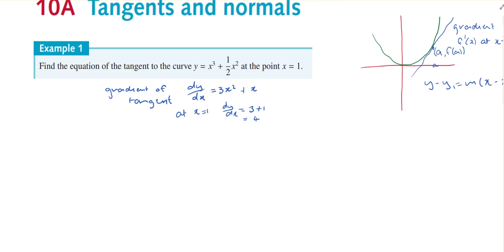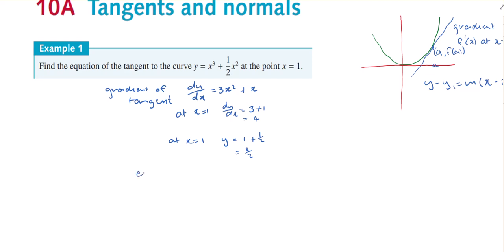So now we've got the gradient of the tangent, we know that's 4. And the next thing that we need is the point that it goes through. So at x equals 1, you need to work out what y is. So y is equal to, and just substitute x equals 1 into your equation. So 1 cubed is 1, a half times 1 squared, so 1 squared is 1 times a half is a half. So it becomes 1 plus a half, which is, of course, 3 on 2.